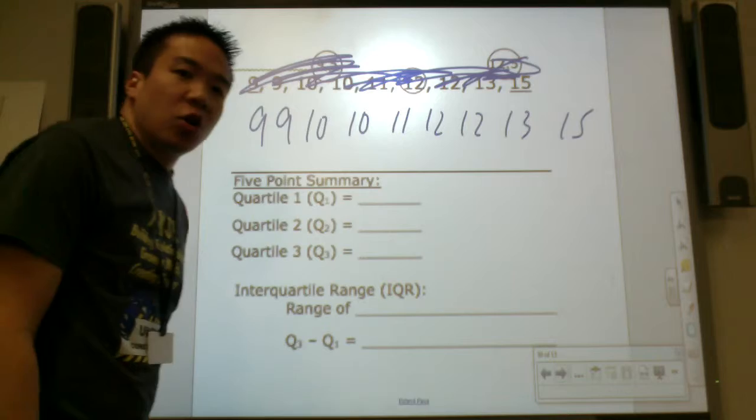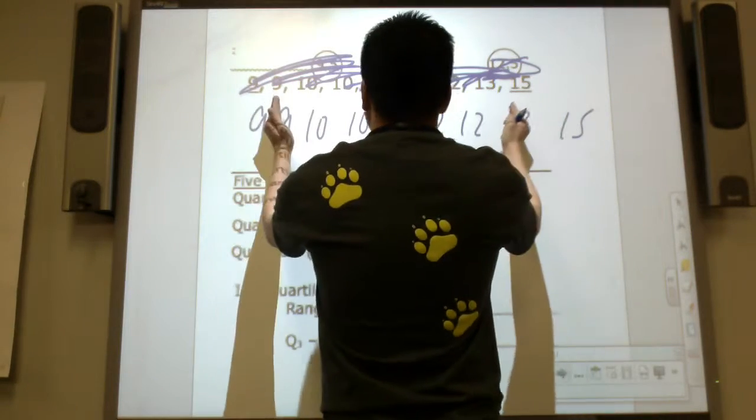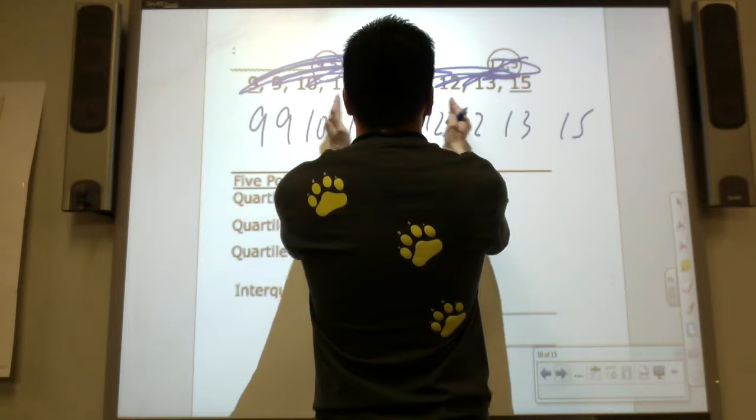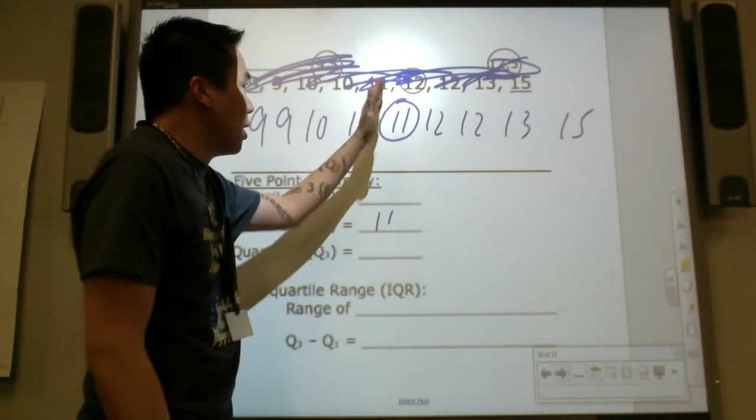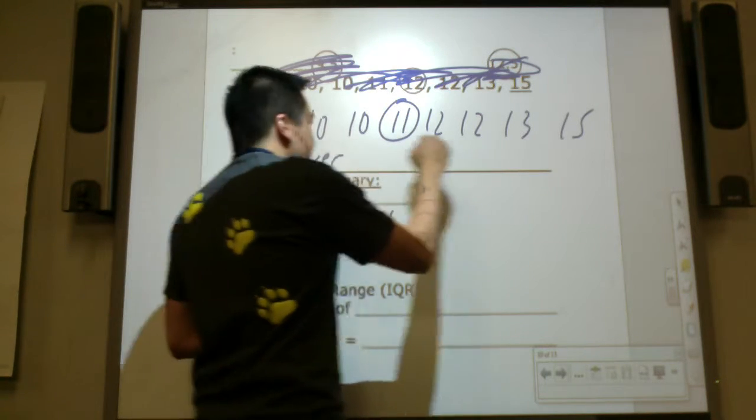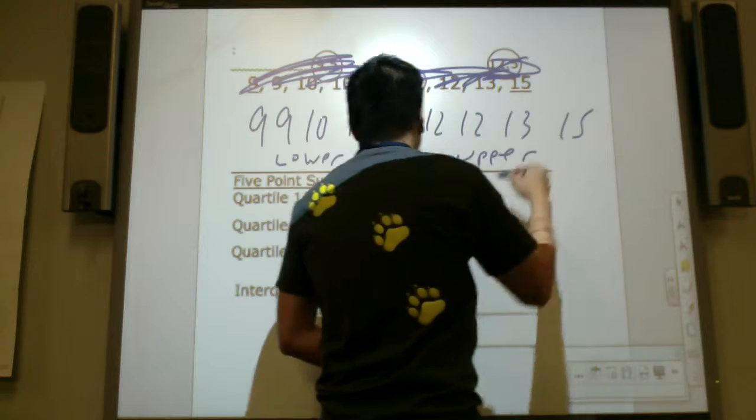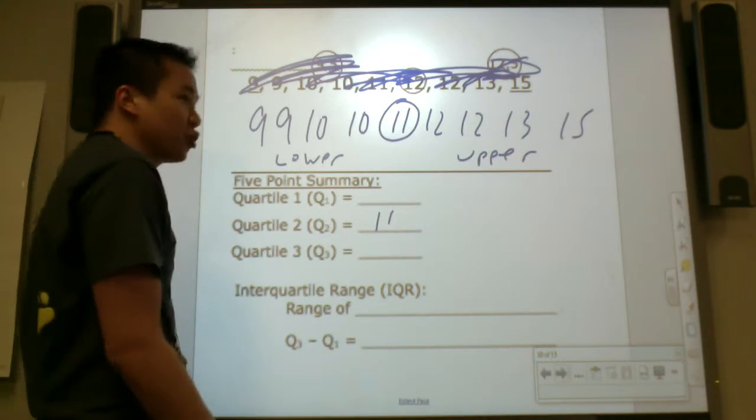So let's start with quartile 2. That's the median of the whole set. 11 is quartile 2. That's the median of the whole. This is the lower half, and this is the upper half. Now find the first quartile, the first fourth.